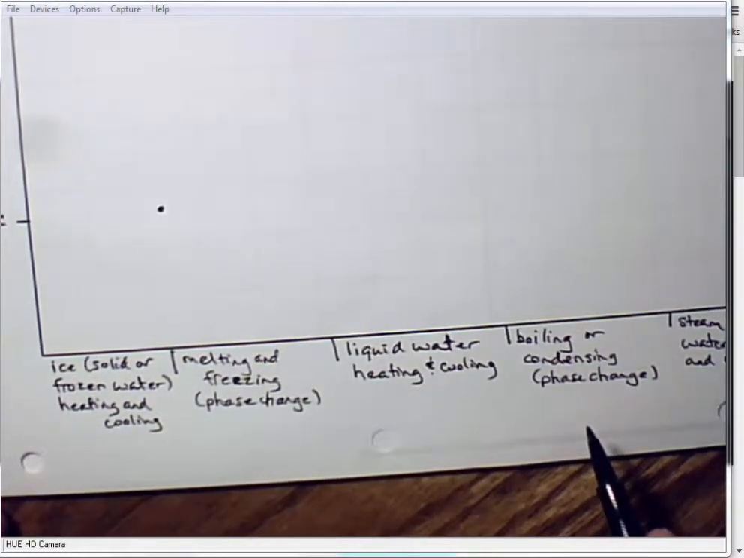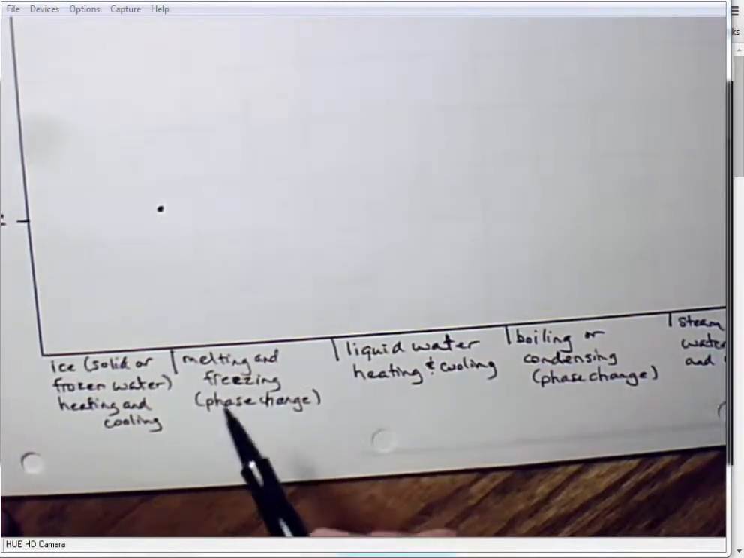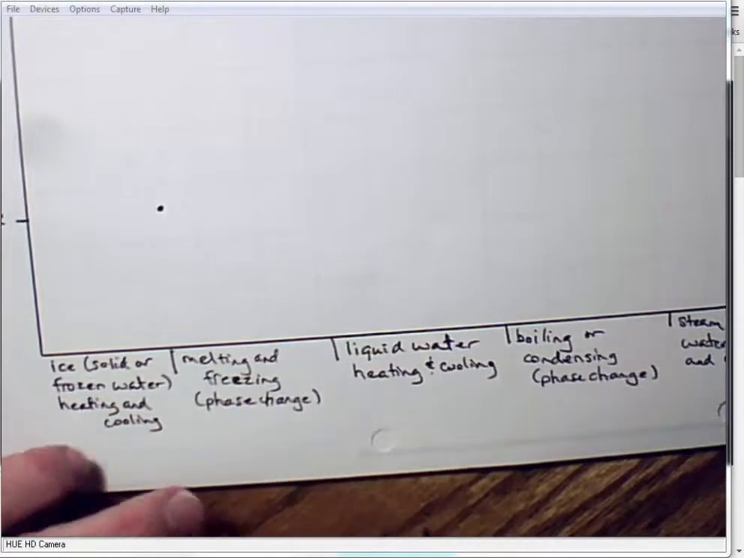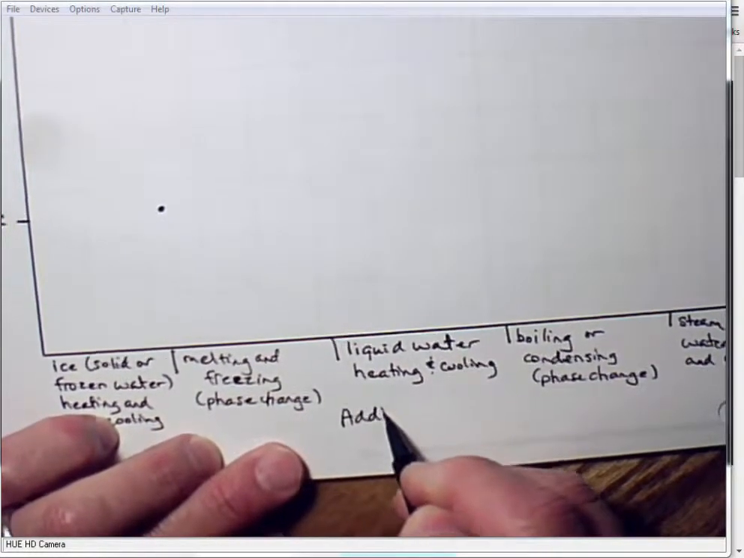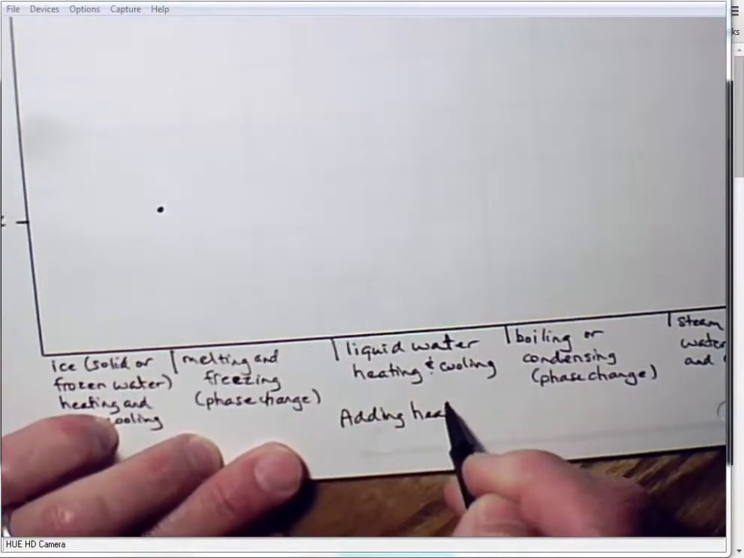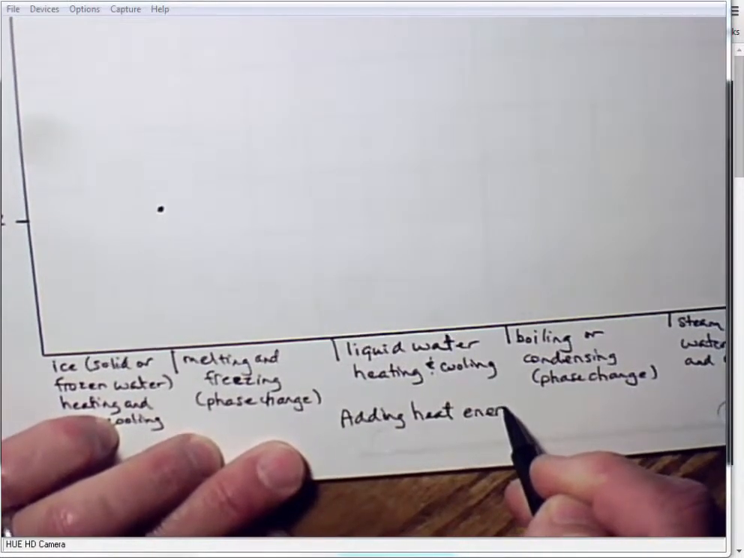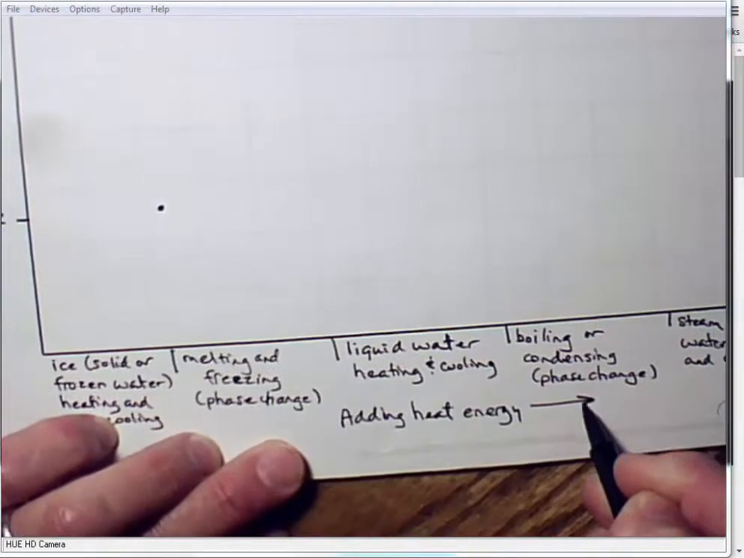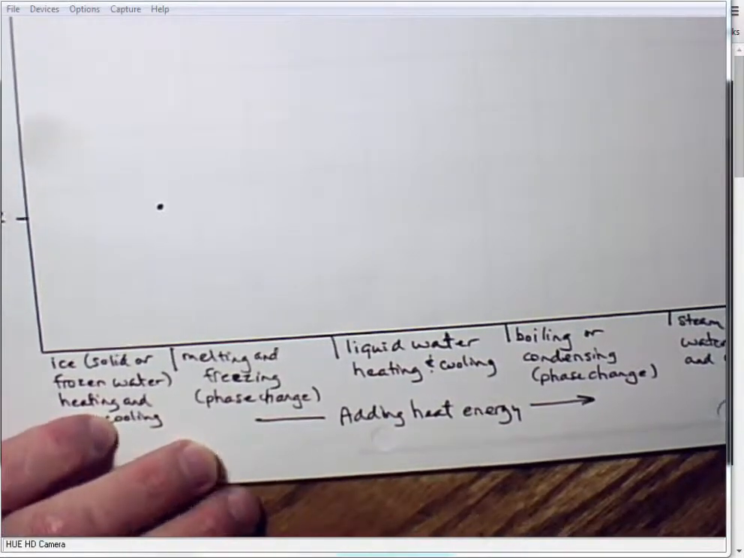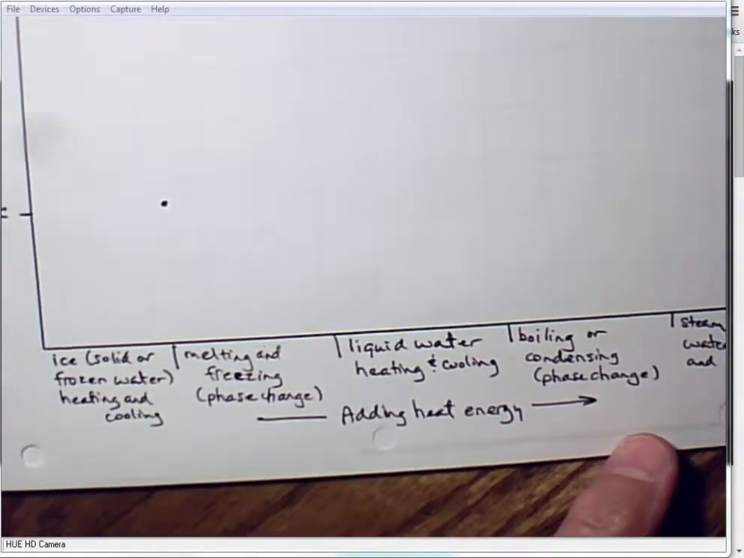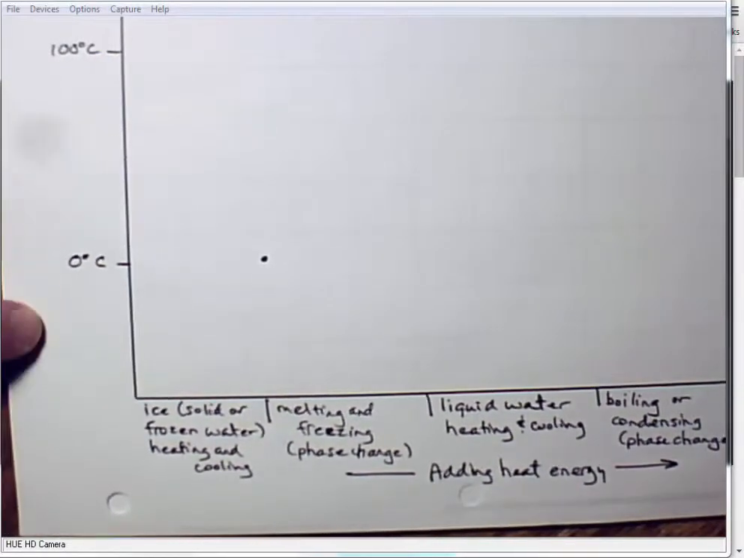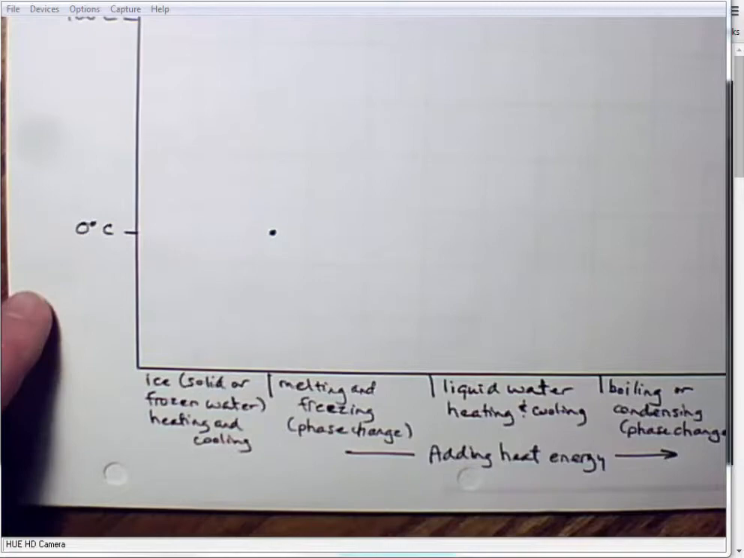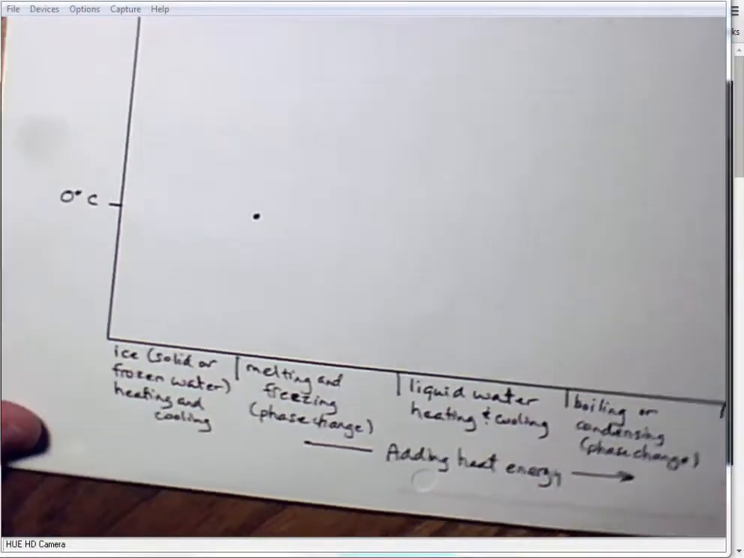Remember, temperature and heat are two different things. What we're looking at here is the effect of adding heat on the temperature. Okay? So we're going to be adding heat energy down here. And if we go in that direction, it's increasing the heat energy. Okay? And over here on the vertical axis, we're increasing temperature going in this direction.